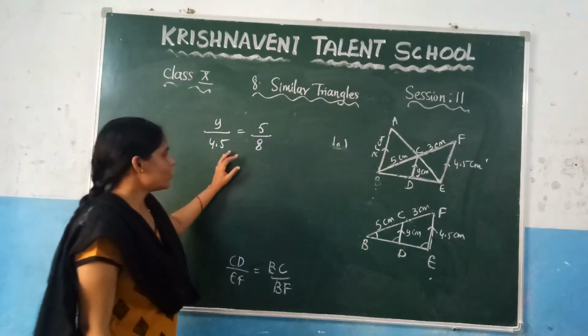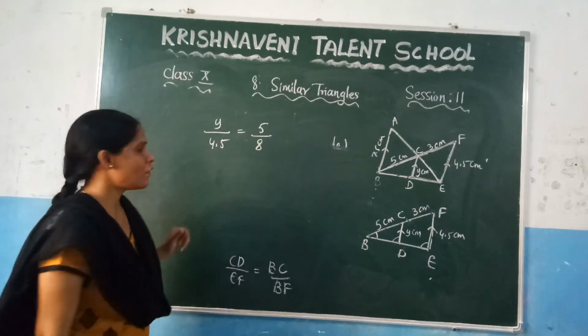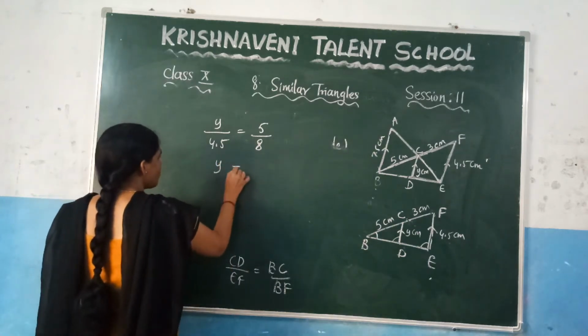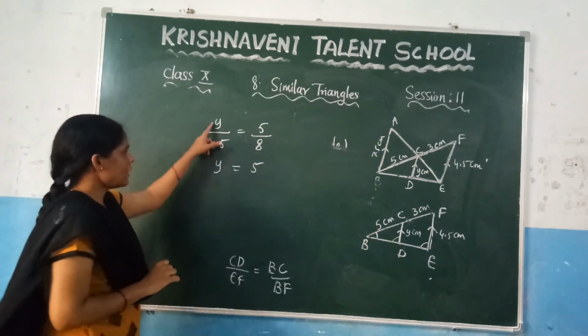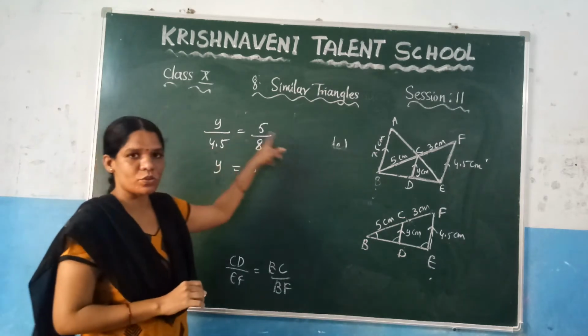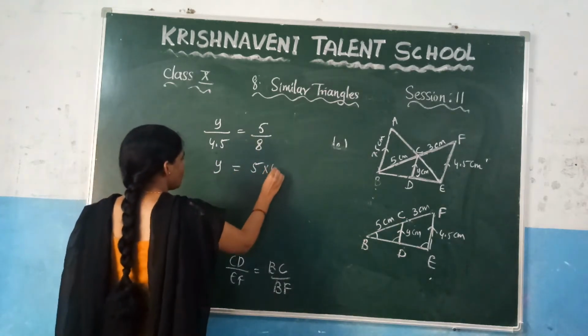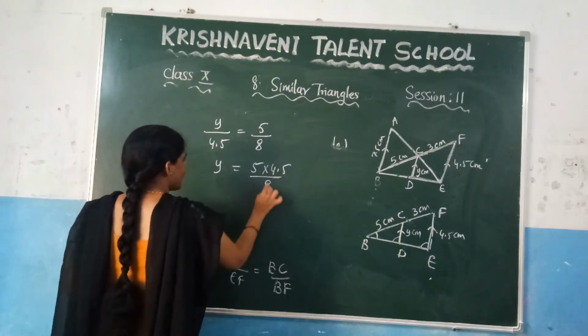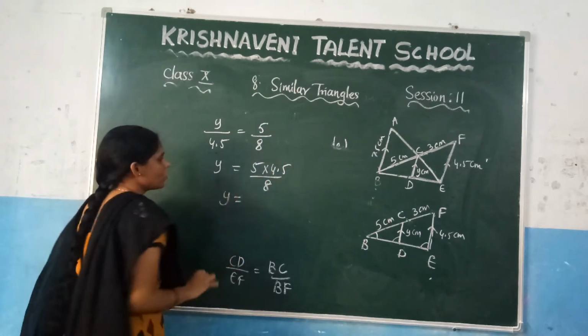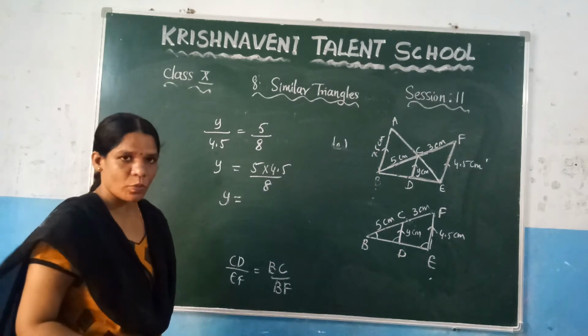Now you need to find the value of Y. So here what is the value of Y? Here division is there. If you take this value to the right hand side it will become multiplication. So you will get 5 into 4.5 by 8. So Y is equal to, what is the value of 5 into 4.5?